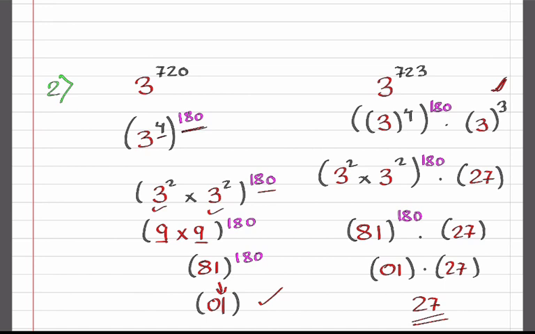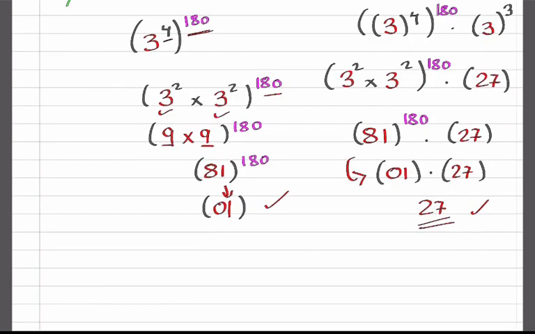I know how to find out this 81. So 1 will remain 1. 0 into 8 will be 0, and 1 into 27, what is that? 27. That's it. So I know the trick for numbers ending in 1. I make the numbers end in 1 and then I apply the trick for ending in 1.